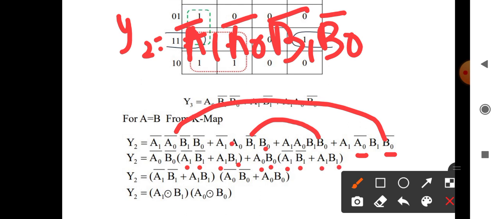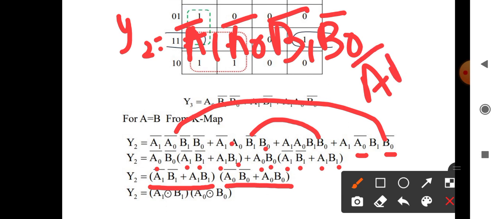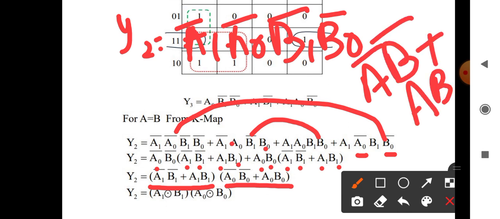Then we can see this A1 complement B1 complement plus A1 B1 is common, so we can write it down only once, and this A naught complement into B naught complement plus A naught into B naught, we can write down like this. So A complement into B complement plus A into B is nothing but A XNOR B. So that is A XNOR B we have gotten.